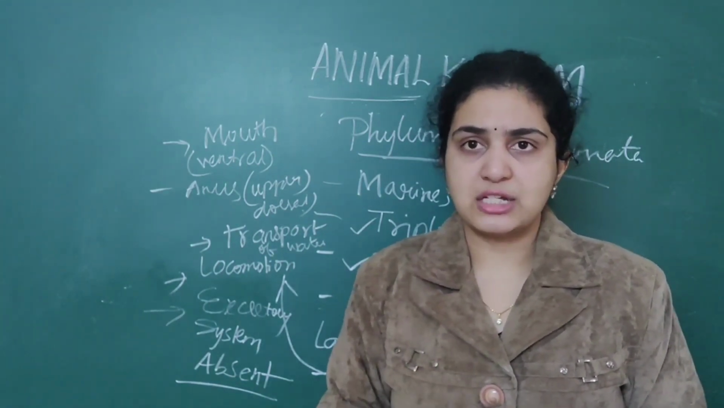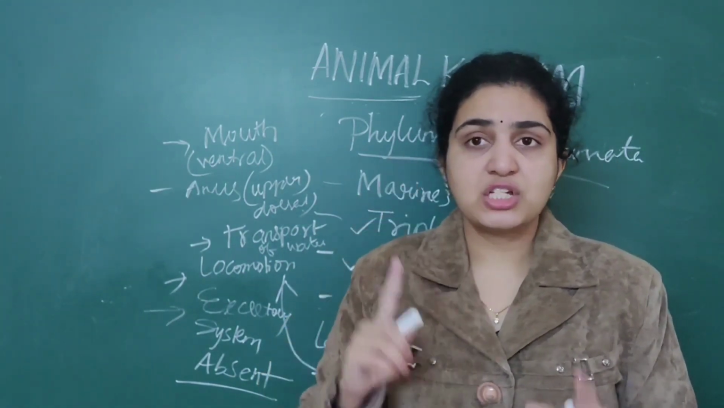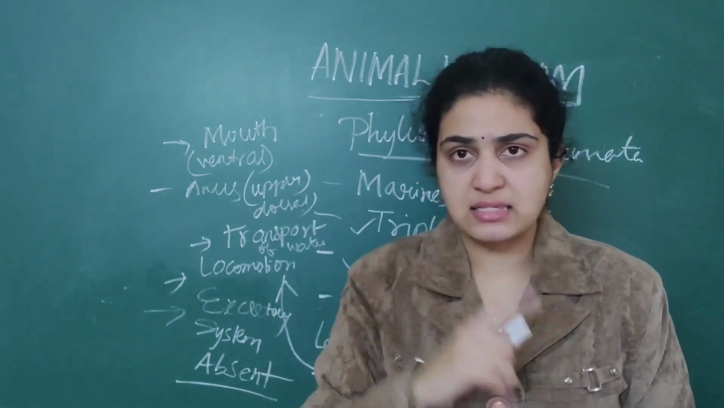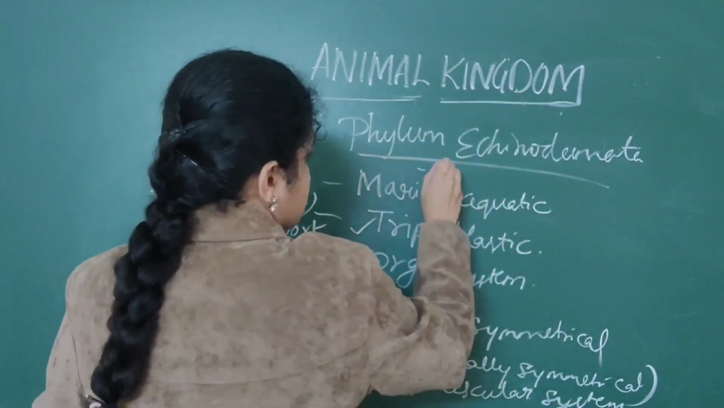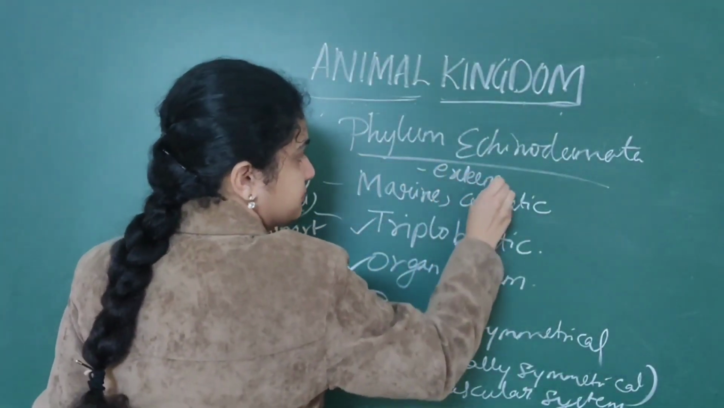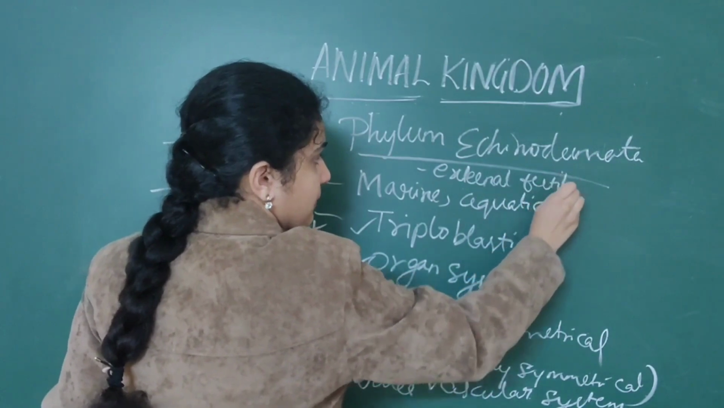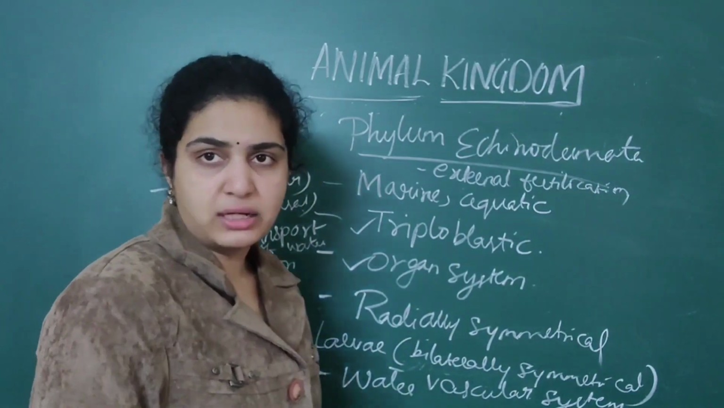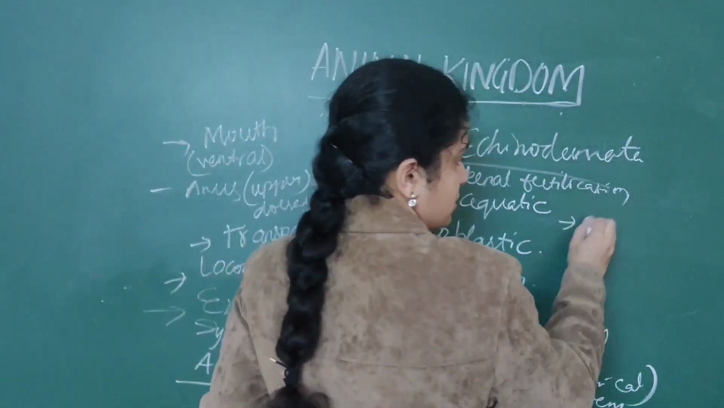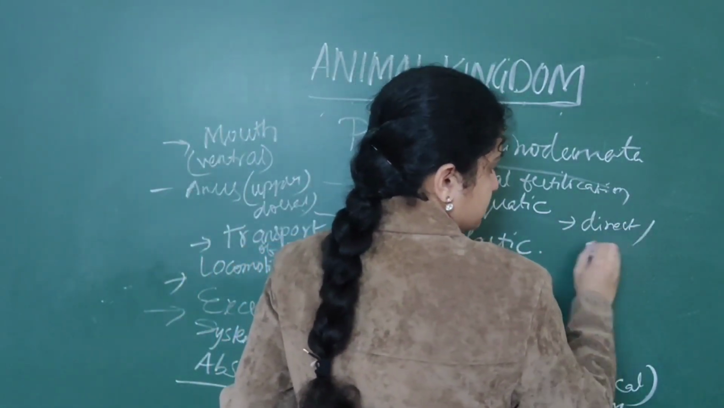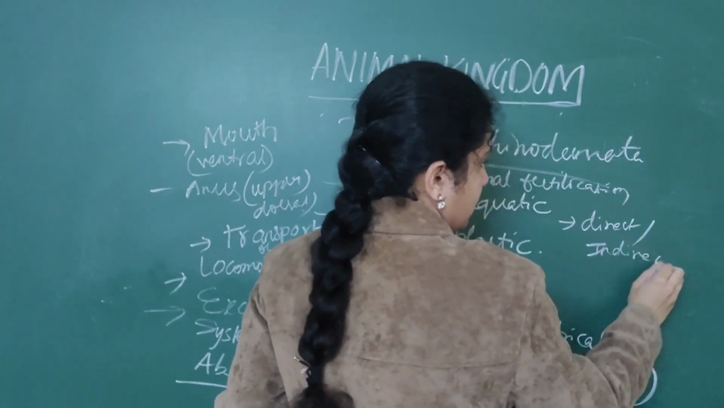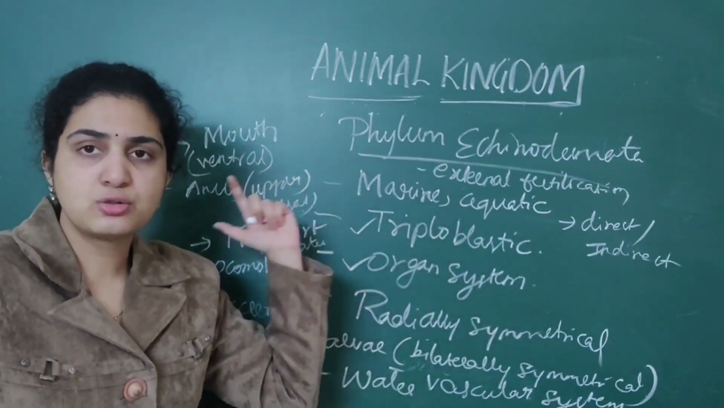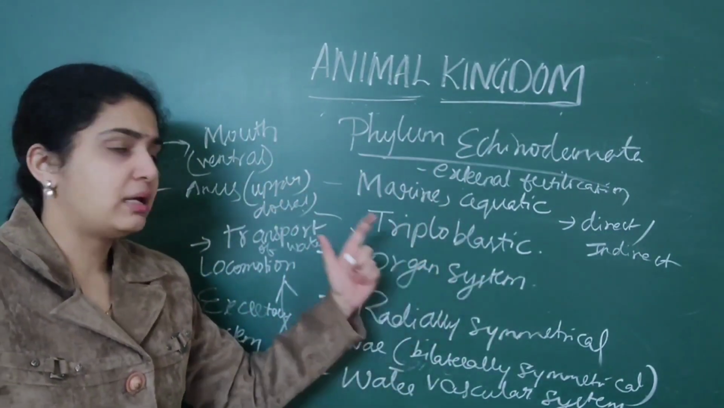Another feature is fertilization. Like Cnidarians, fertilization is always external fertilization. And development may be direct or indirect. So these are the main important points related to phylum Echinodermata.